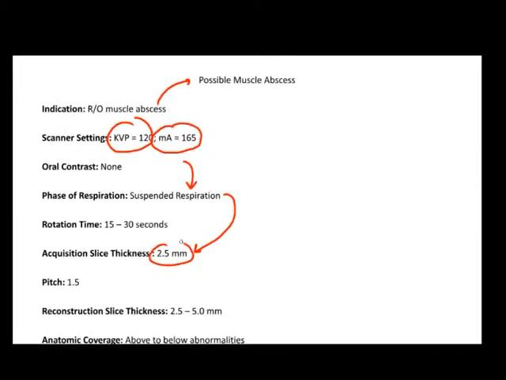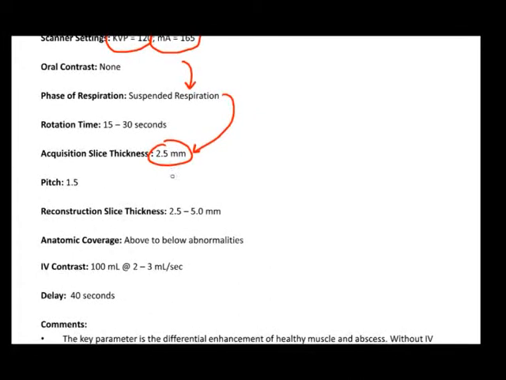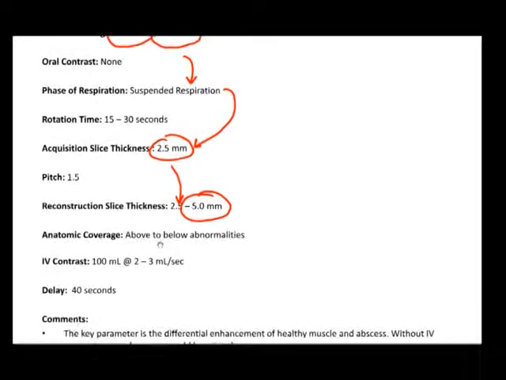While we're doing this, we're going to use 2.5 millimeter scan slice thickness at 1.5 for the pitch. This is going to allow us to acquire quite a bit of data very rapidly and still have the ability to reconstruct it in various planes. The reconstruction slice thickness is going to be 2.5 to 5 millimeter. Most of the time we tend to gravitate towards 5 millimeter unless we're utilizing this for very small areas.